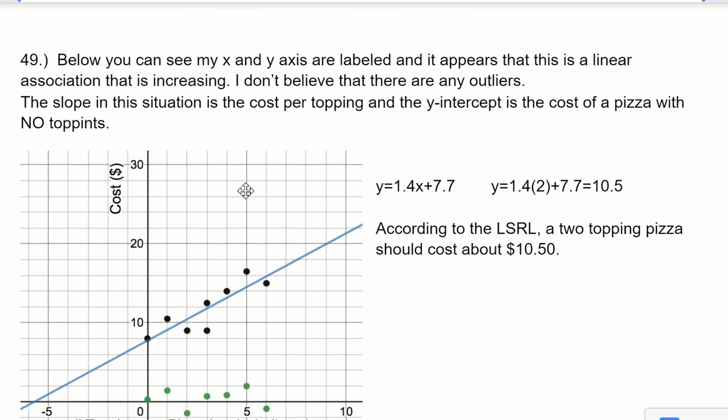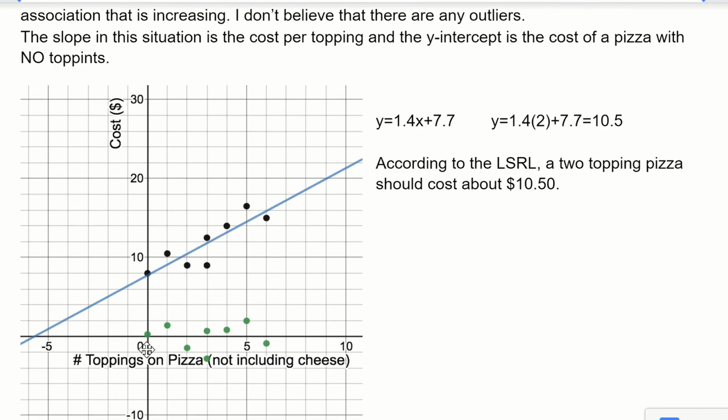In 49 it says, below you can see my x and y axis are labeled, and it appears that this is a linear association that is increasing. I don't believe that there are any outliers. Okay. And I do see that it is number of toppings of pizza, not including the cheese, and the cost in dollars.